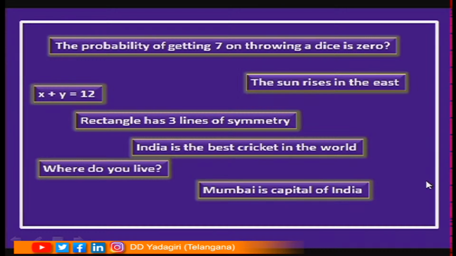On your screen: The probability of getting 7 on throwing a dice is 0. The sun rises in the east. x plus y equals 12. Rectangle has 3 lines of symmetry. India is the best cricket team in the world. Where do you live? Mumbai is capital of India.